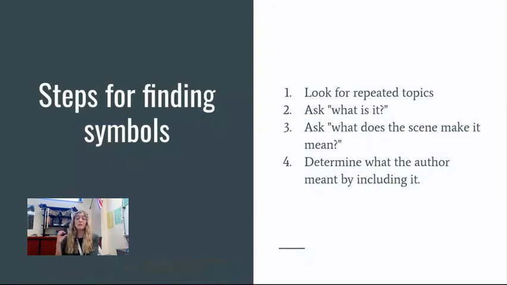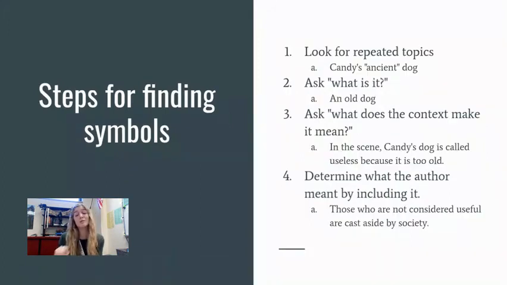You look for those repeated topics, all right? Candy's ancient dog. They've called it ancient so many times. So many people have commented on how old this dog is. So I'm going to ask myself, okay, what is it? It's an old dog. What does it mean? What does the context of the scene make it mean?